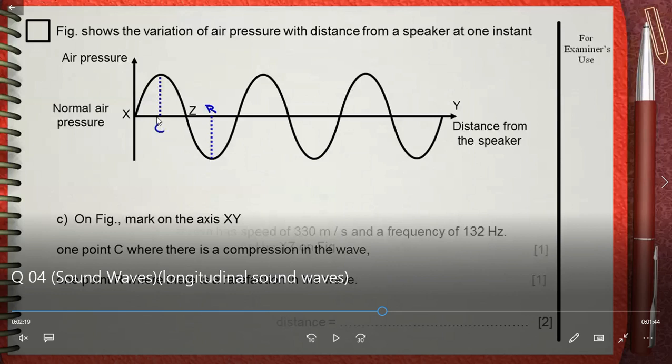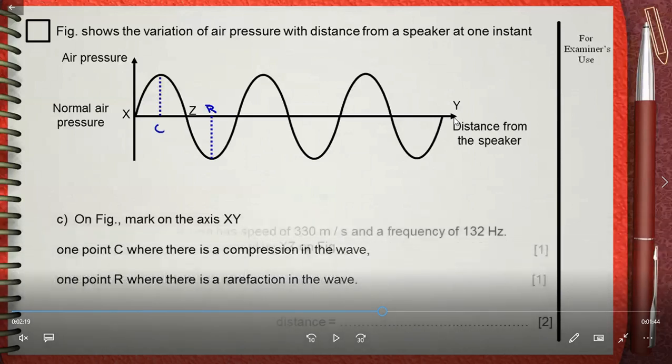So the compression, then after that the air pressure is 0, then after that there is rarefaction. Again air pressure 0, again there is compression, again air pressure 0, again there is rarefaction. So like this it will move on. All right, if you understand, very good. If you do not understand, pause this video and go back and watch it again.